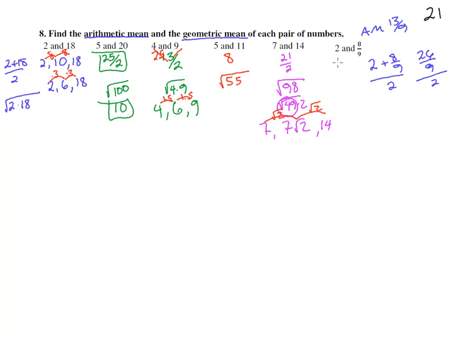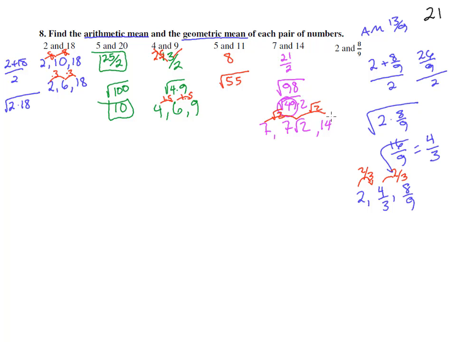All right, what about geometrically? We would have to take 2 times 8 ninths and then square root it. 2 times 8 ninths is 16 ninths. Oh, it came out to be nice numbers, which equals 4 thirds. So we would have 2, 4 thirds as the geometric mean, and then 8 ninths. And you can see that it times by, can we see what it times by? Common ratio is 2 thirds. So we're in a geometric sequence, 2 thirds, 2 thirds. Okay, good.